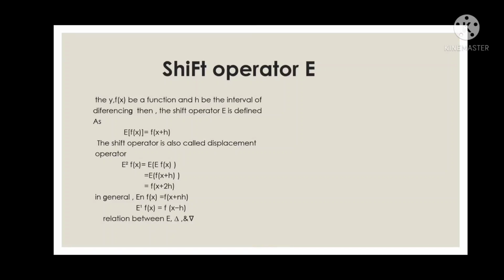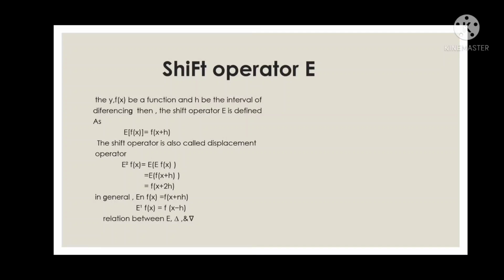Let's consider the function y is equal to f of x. Then the shift operator E is defined as E of f of x is equal to f of x plus h. The shift operator is also called the displacement operator because it shifts the value of function f of x to the next higher value f of x plus h. If we apply it on f of x, we get f of x plus h. If we apply it on f of x plus h, then we will get f of x plus 2h. That means it shifts the function to the next higher values.